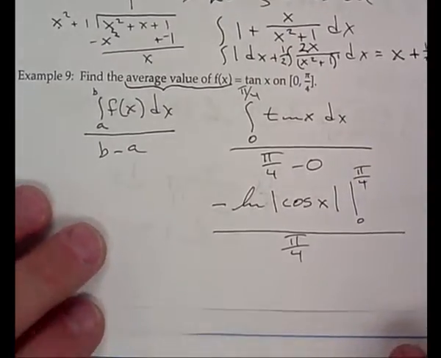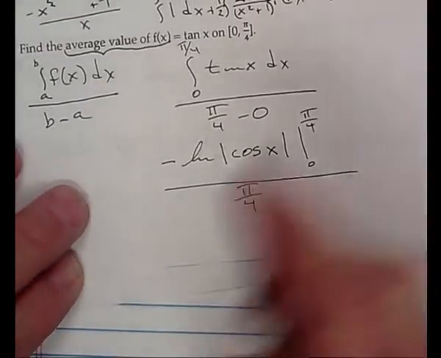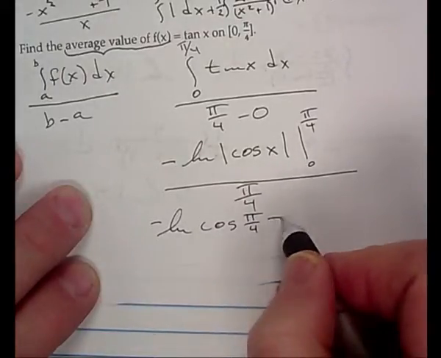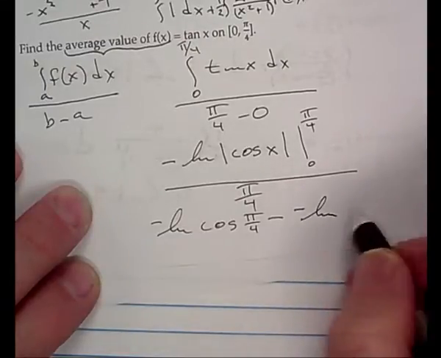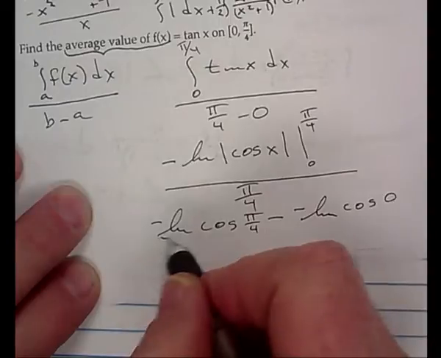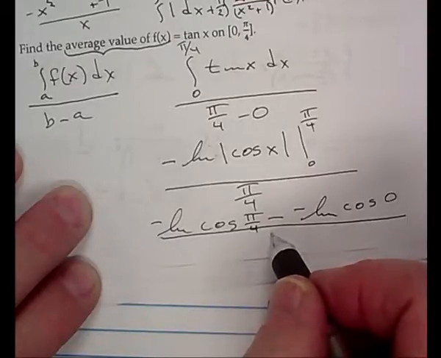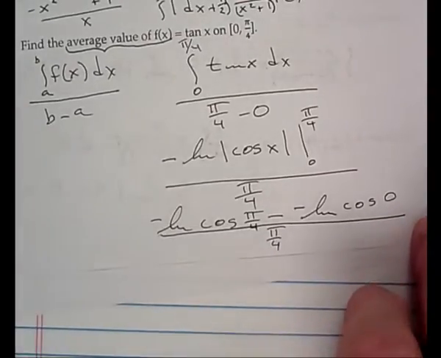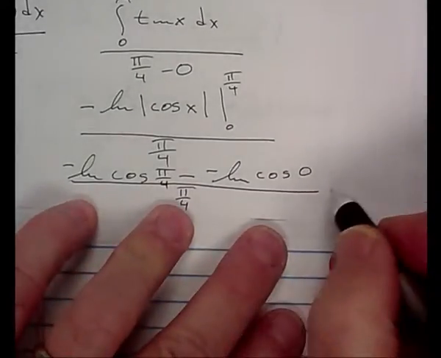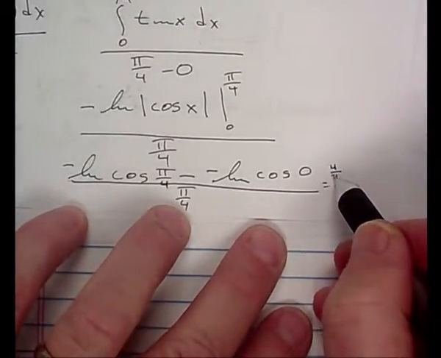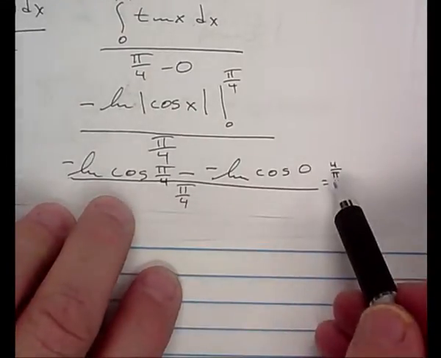You're okay with that so far? Yeah. So I'm going to have a negative natural log of the cosine of pi over 4 minus the negative natural log of the cosine of 0 divided by pi over 4. I'm sorry about drawing my line through my 4. That's kind of messy on me. Okay? So, this is the part that they expect that you know. So I'm going to have 4 over pi, because when I divide by a fraction, I multiply by its reciprocal. Would you agree?